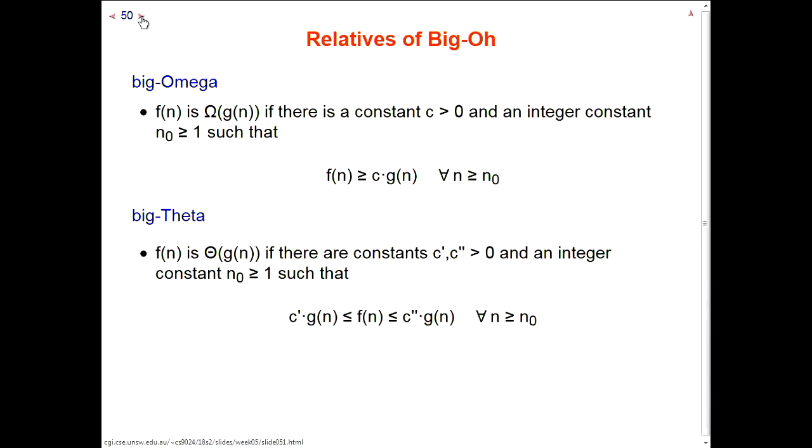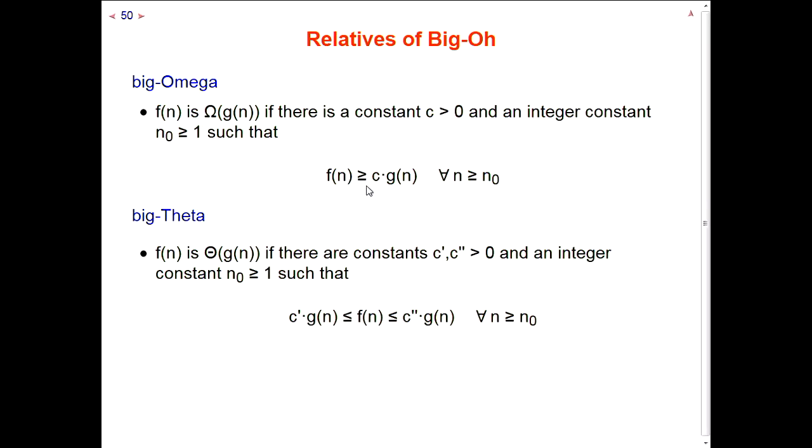Thanks. Let me mention that there are two relatives of that big O notation. The so-called big omega notation says that F(n) is omega G(n) if there is a constant c and an integer n0, so that for all n greater or equal to n0, F(n) is greater or equal to c times G(n). So it's just the other way around. And big theta is if you have both.